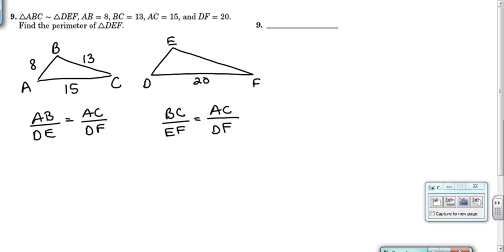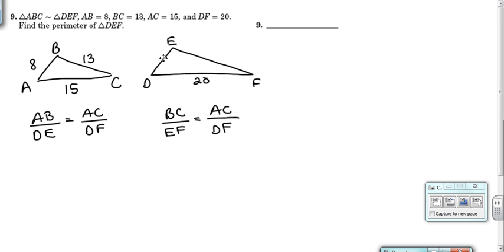Number 9, triangle ABC is similar to triangle DEF. You know AB equals 8, BC equals 13, and AC equals 15. And you know DF is 20. You have to find the perimeter of triangle DEF. Well, first of all, I drew a picture, a pretty decent sketch of each triangle. I knew A had to correspond to D, B had to correspond to E, and C had to correspond to F. So I can make up proportions if I wanted to figure out DE.